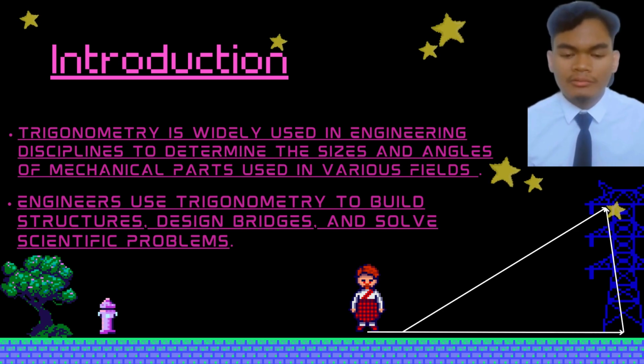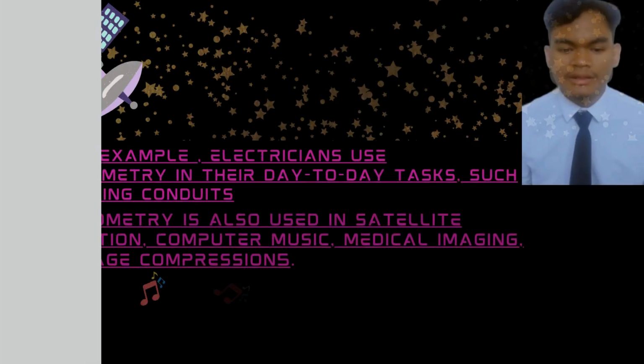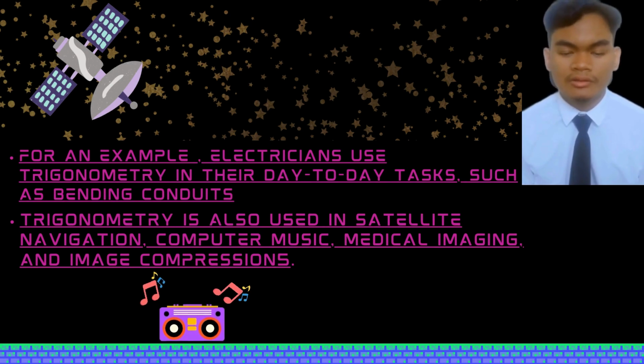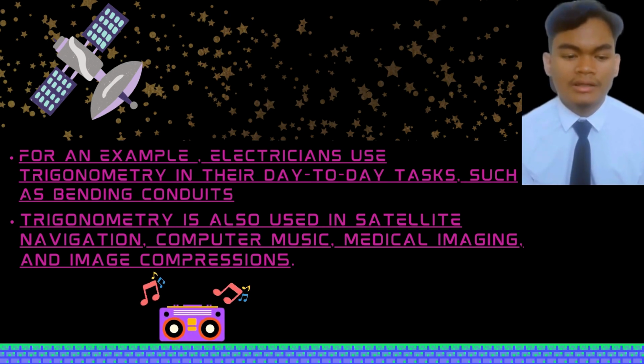Trigonometry is widely used in engineering disciplines to determine the sizes and angles of mechanical parts used in various fields. For example, we have civil engineering, electrical engineering or mechanical engineering. Engineers use trigonometry to build structures, design bridges, and also solve scientific problems. For example, electricians use trigonometry in their day-to-day tasks such as bending conduits.